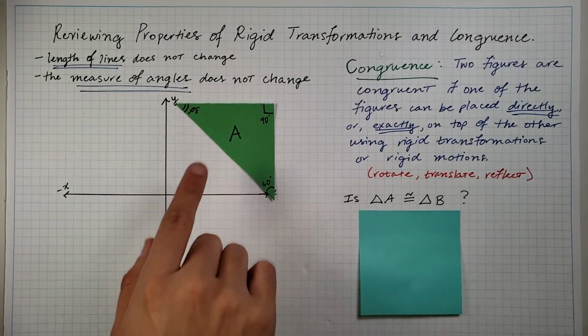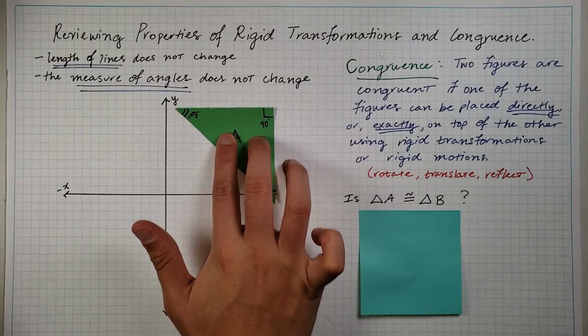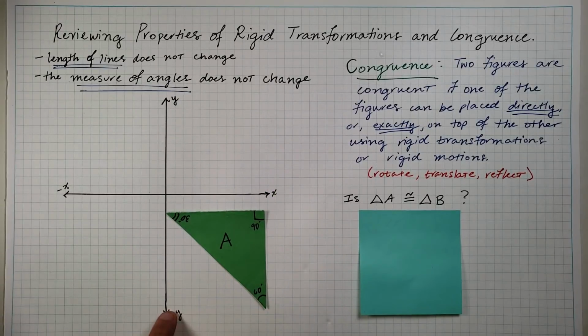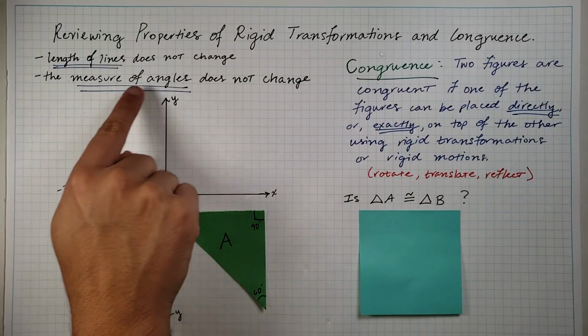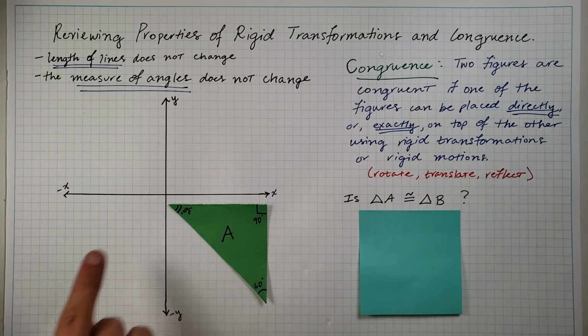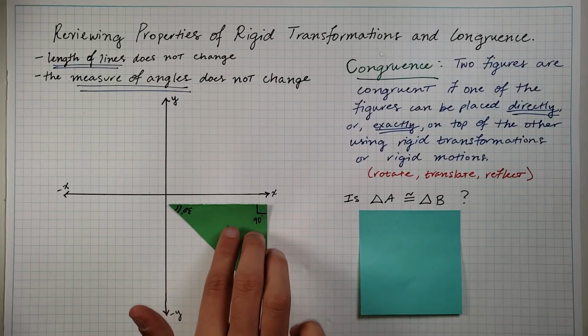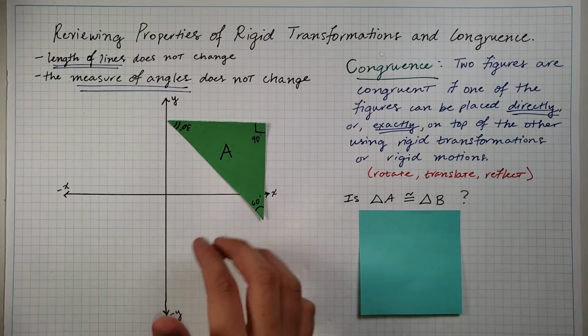So we have triangle A here. Let's see what happens to the measure of each of these angles when I slide it down. Notice nothing happened, because it's a rigid transformation and the measure of angles does not change. The 90 degrees is still 90 degrees, 60 degrees is still 60 degrees, same thing with the 30. What if I translate left? Still nothing. So we know translation doesn't do anything.